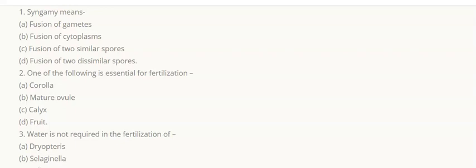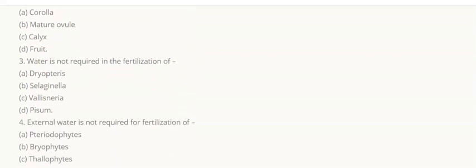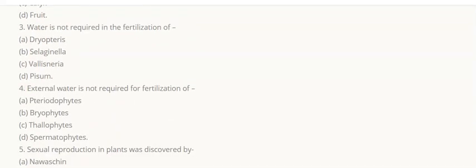So here we will go with option B, that is the correct option is mature ovule, because the other three are really not mattering much in reproduction. We move to question number 3. Water is not required in the fertilization of Dryopteris, Selaginella, Vallisneria and Pisum. Now if you examine the first three, Dryopteris is a pteridophyte. Same is Selaginella also. And Vallisneria is an aquatic plant.